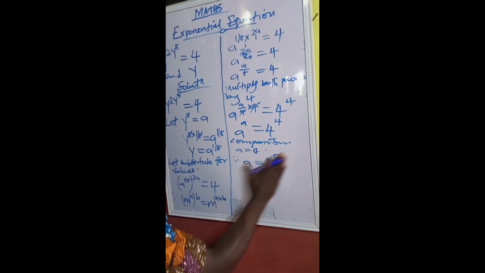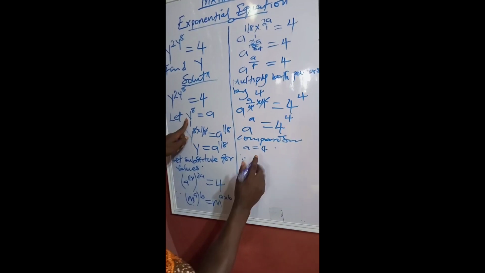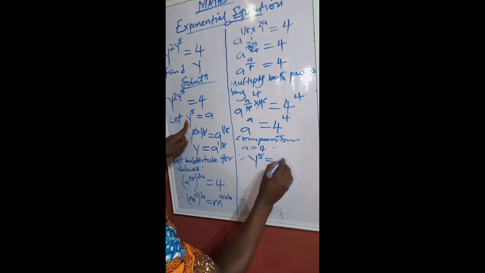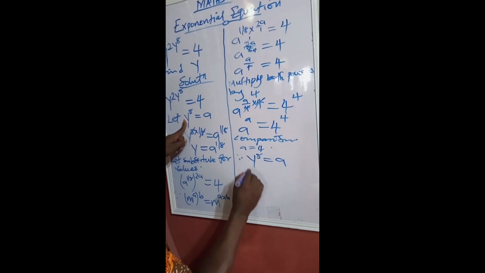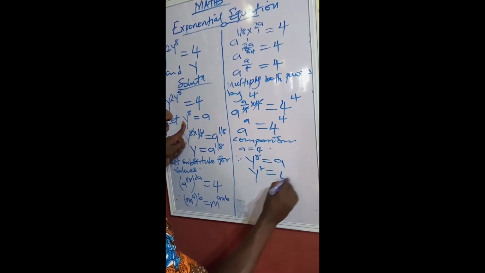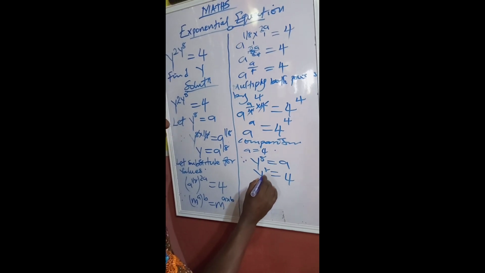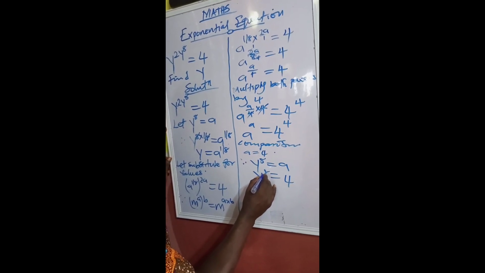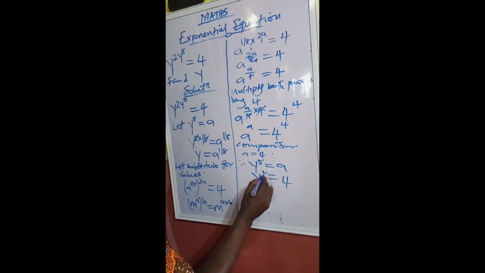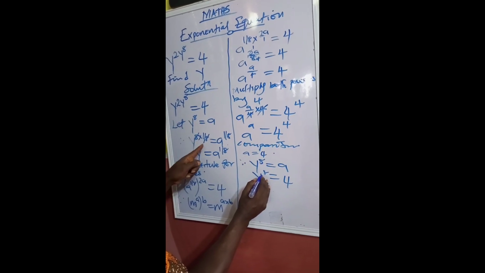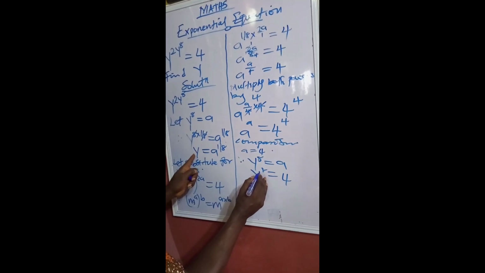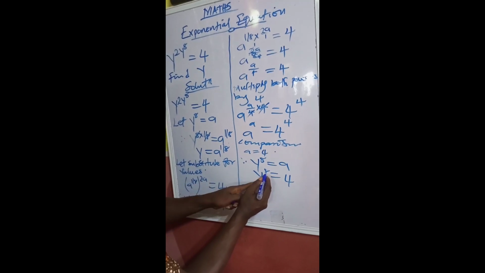Now, at this junction, let me clean it. We have y raised to power 8 is equal to a. Now, where we have a, we are replacing it with 4. Remember. Now, at this junction, we want to remove this 8. To remove it, the same thing that we did here is what we are going to do here to have our y separate, because we are looking for y.